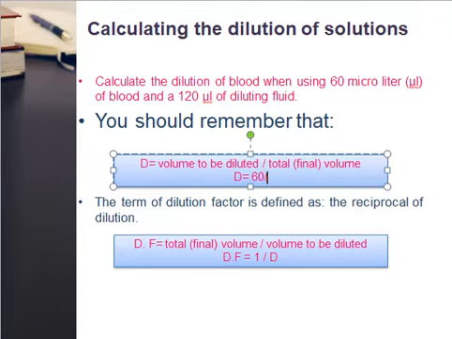over the sum of 60 of blood plus 120 of the diluent, which means 60 over 180. This equals 1/3.